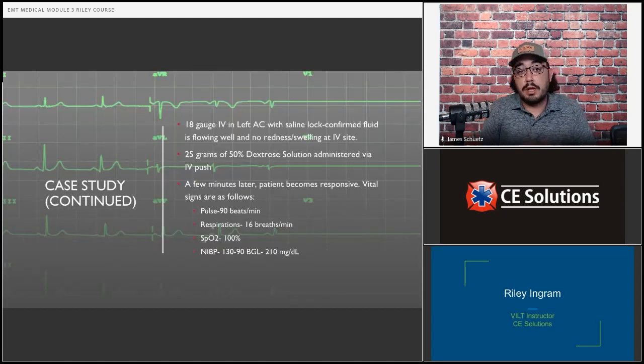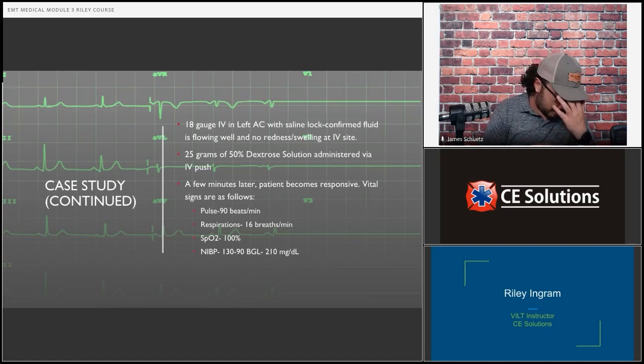Okay. So we're going to get an 18 gauge IV, any large bore IV. We're going to try to get an IV, good, nice patent one. Make sure there's no redness or swelling at the IV site. All right. The reason for this being is D50 is extremely, extremely necrotic if it gets into the surrounding tissue. I'm sorry, scratch that. If it gets into that surrounding tissue, it is extremely necrotic.